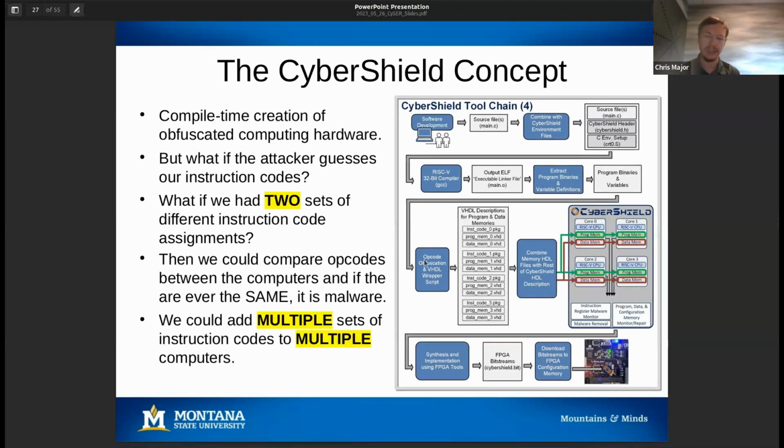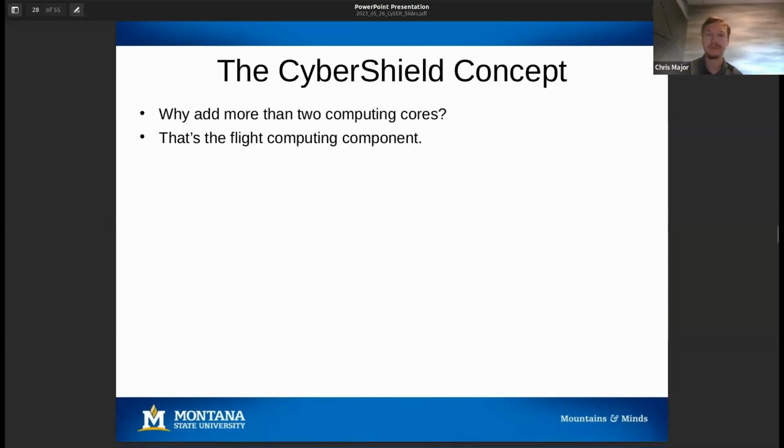Because if one core is being affected by malware and it's starting to act weird, but the other cores are fine, well, now we have a clear majority of 3-1. And so now we can start trying to diagnose where it actually happened in hardware and figure out which cores need to be repaired and which cores need to keep going.